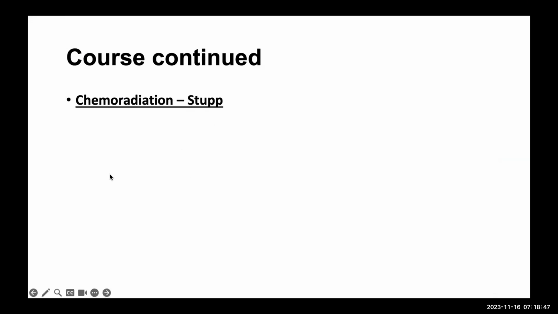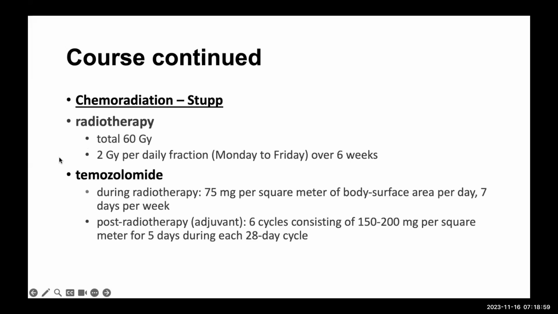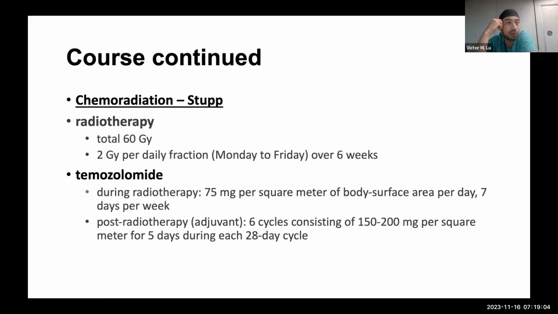Yeah, the Stupp protocol is going to be maximal safe resection, followed by chemoradiotherapy. They typically get temozolomide, Temodar, and then they get radiotherapy with that. Okay, excellent. And it's always going to that next level, chemoradiation, but understanding that the radiation total is 60 gray, and that with the temozolomide, you also get adjuvant post-radiation dosing of 6 cycles. I just think it's always nice to have a little bit more detail of what that is.